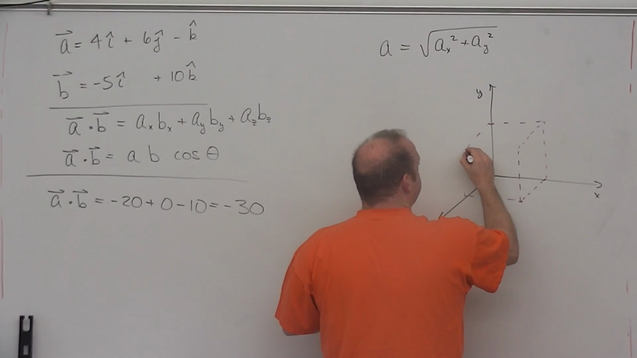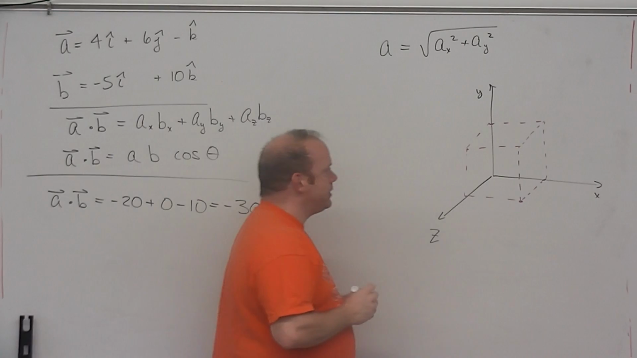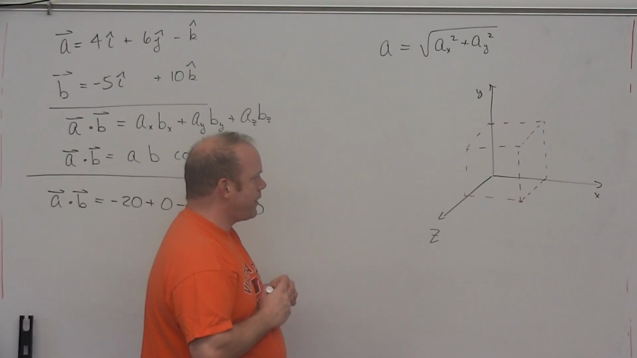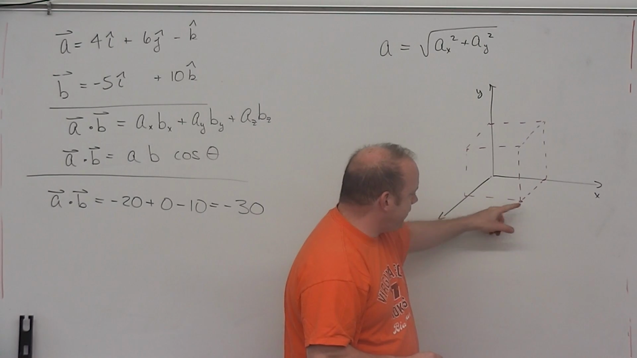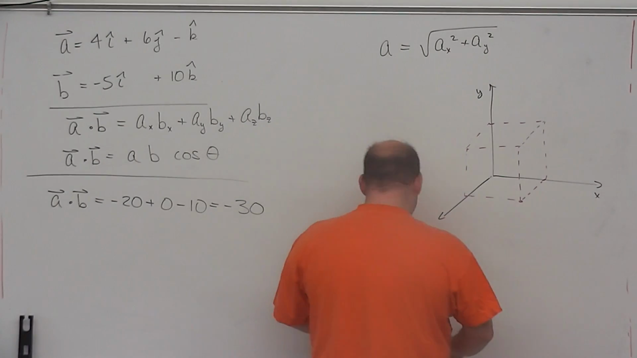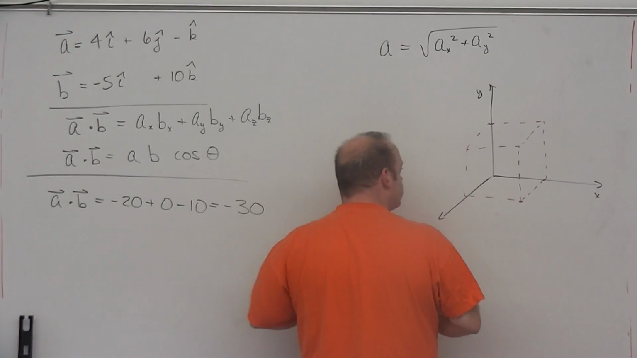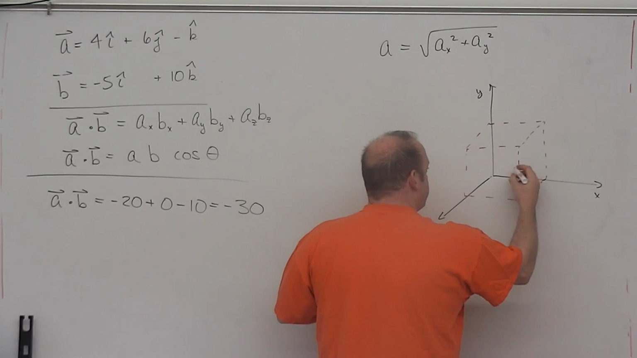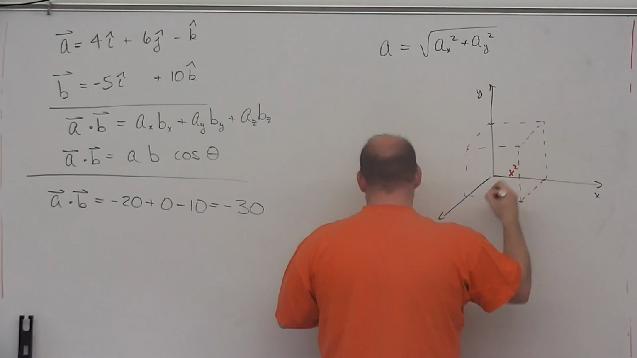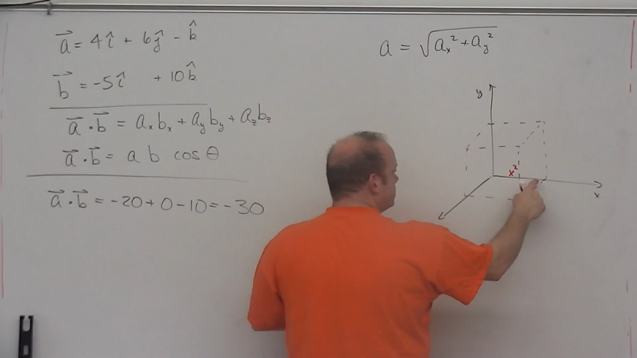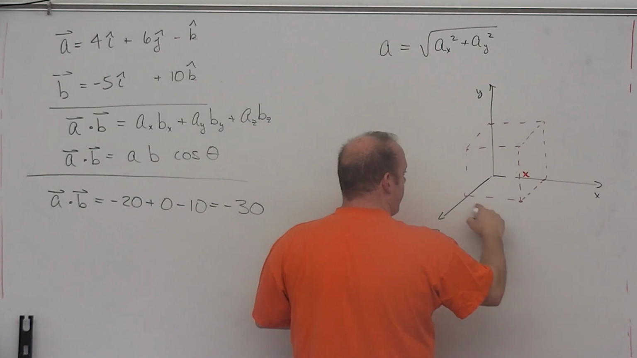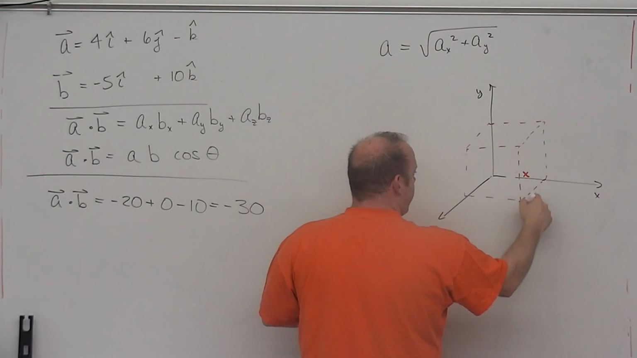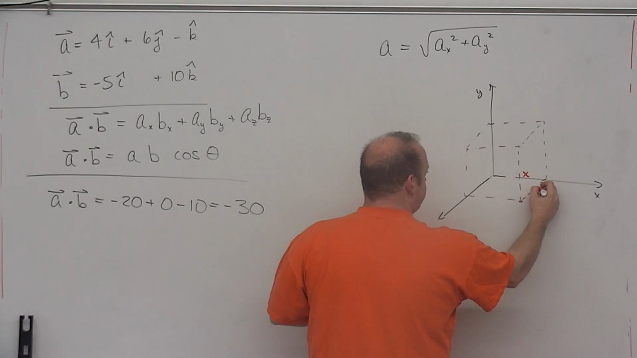Trying to make a box here so we can visualize a little bit better. But now, I can figure out what this distance is pretty easily. I've got my x squared here. This distance is my x. This distance is my z.